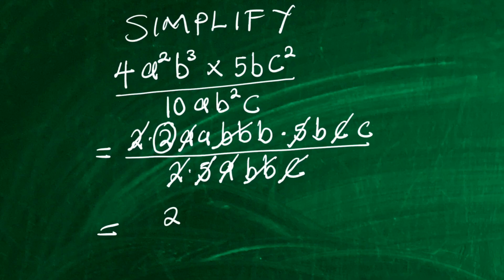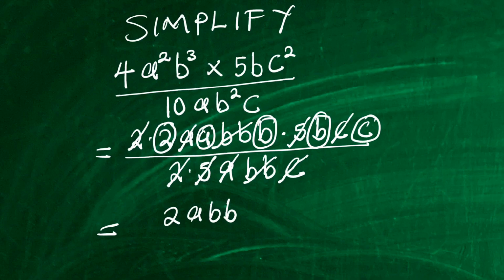I have 2 multiplied by A. Then I have B here, multiplied by another B here, multiplied by C. Everything over, nothing remains in the denominator, so I just have over 1.